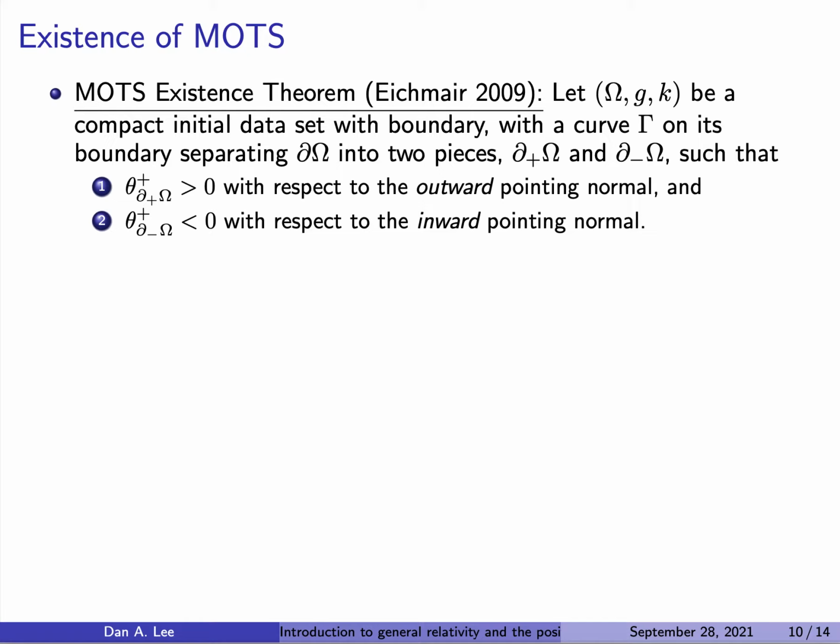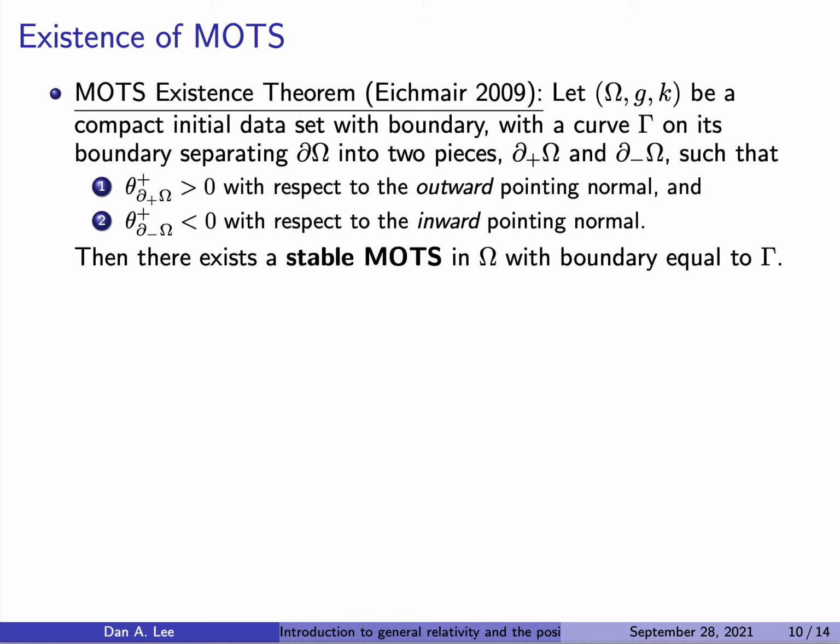Remember, unlike for mean curvature, if you reverse the normal, it does not necessarily reverse the sign of theta, because theta is defined a little differently. But the result is that there exists a stable MOTS in omega with boundary equal to gamma. So it's basically solving a MOTS Plateau problem. We have a prescribed curve, and we want to find a MOTS whose boundary is that curve. You can always do that as long as the curve can be put on the boundary of some region that satisfies these two conditions.